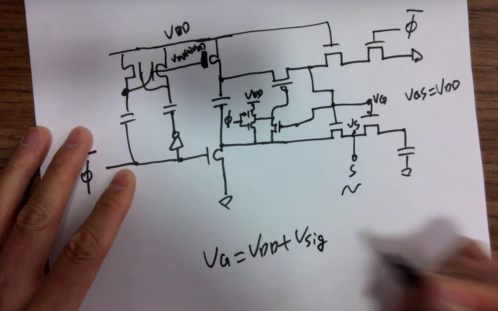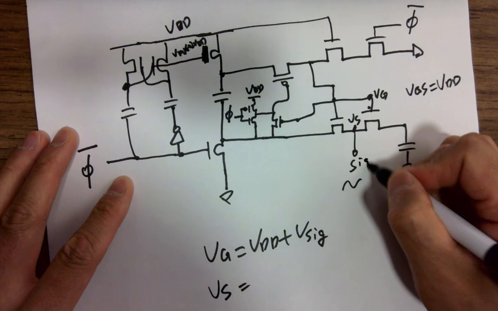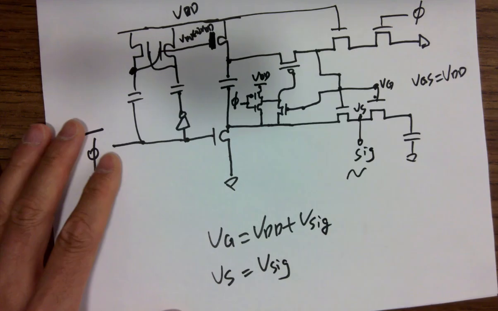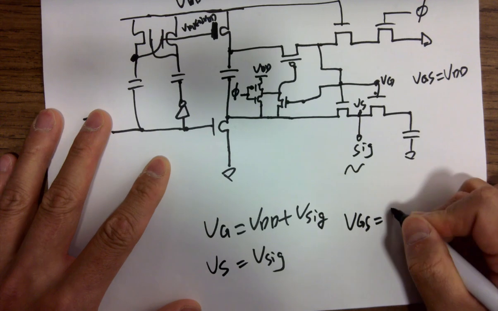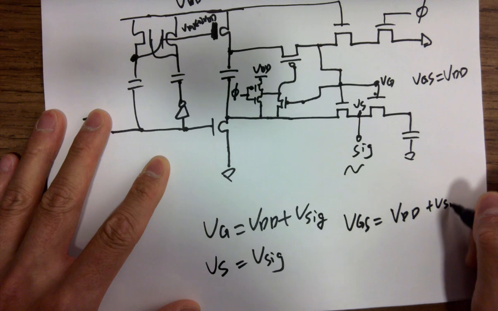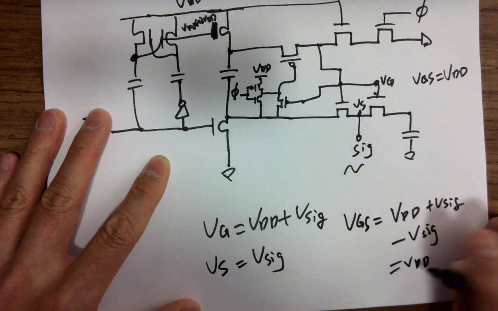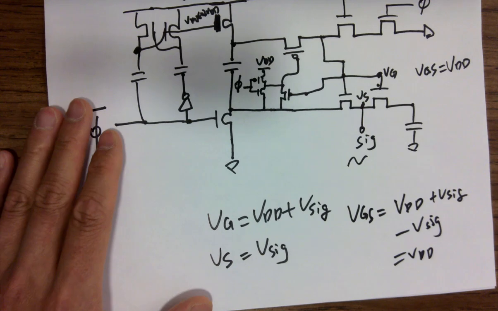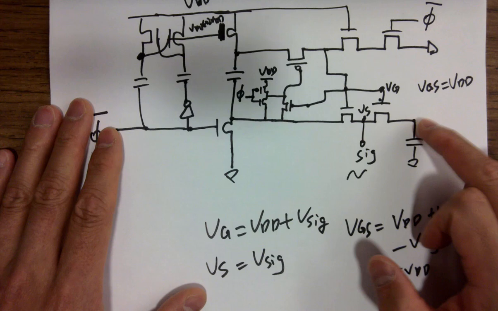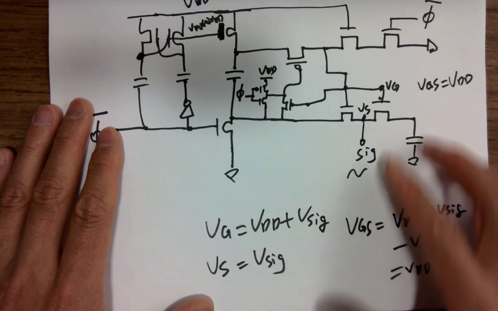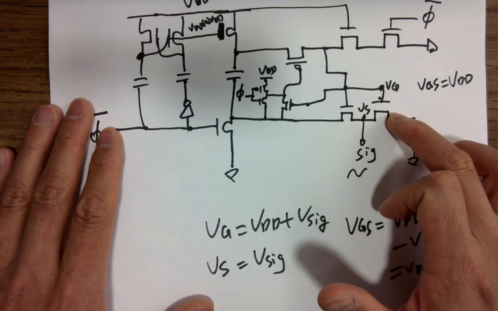Let's still call it VSIG, okay? And VS is what over here? VS is VSIG because it's shorted to the signal. So VGS is what? VDD plus VSIG minus VSIG, which is VDD. That's how we make a constant VGS, which is required. Otherwise, it's going to cause distortion to the sampled signal. Remember, because of the RC delay, if you have an inconsistent VGS, you have inconsistent RC delays, and your signal will be distorted.